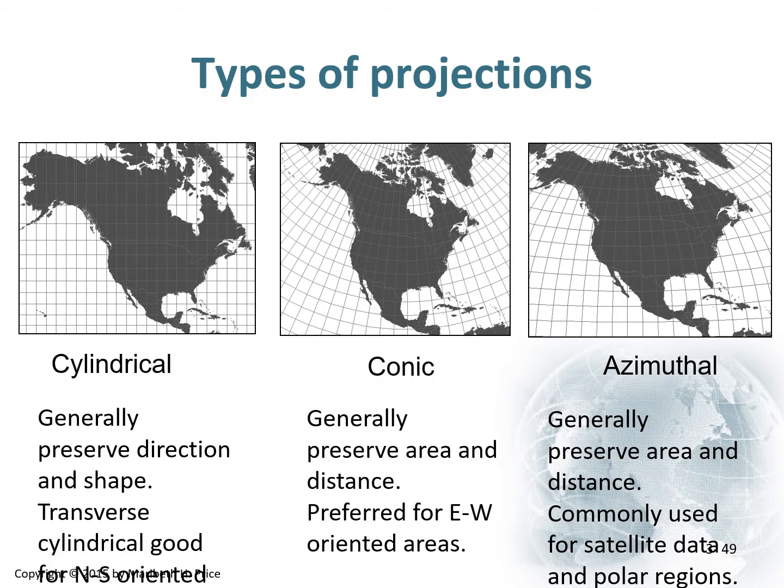The three main types are cylindrical, conical, and azimuthal. We talked about that a few slides back briefly. What they preserve: cylindrical, direction and shape. Transverse is good for things that are oriented north-south. Conic preserves area and distance, and works well for things that are east-west. Azimuthal, area and distance, tends to work well for small areas or the poles.